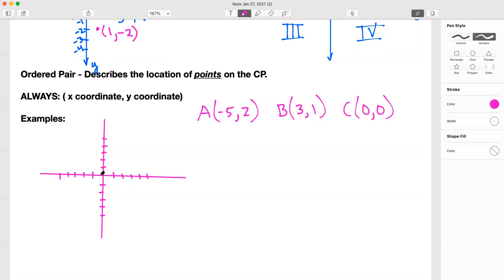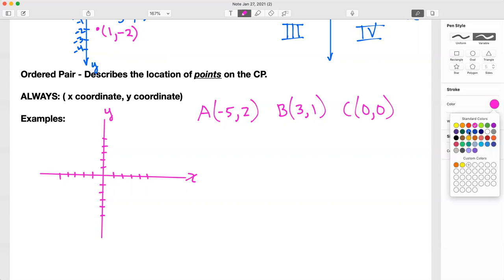So I'm going over -5. By the way, this is the x-axis. This is the y-axis. We always go left and right before we go up and down. So this is the left and right one. This is the up and down one. X coordinate, y coordinate.